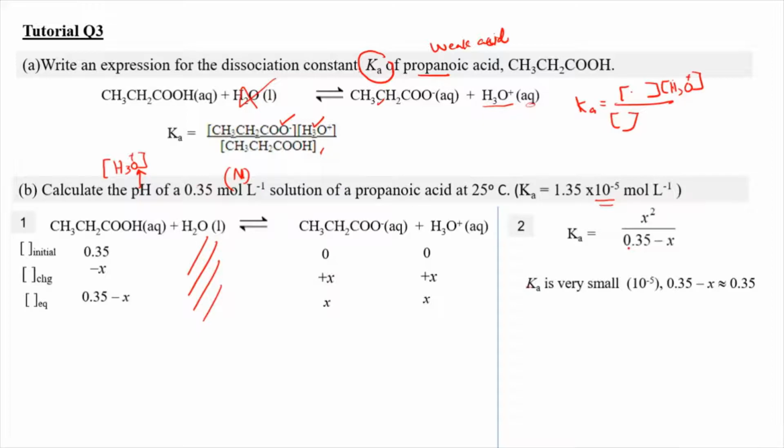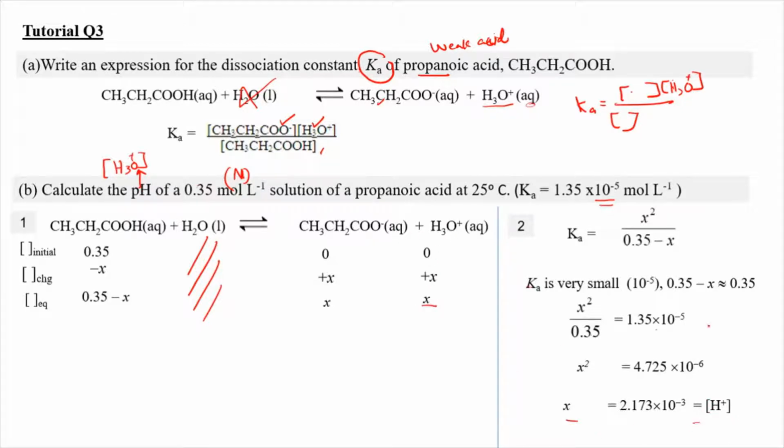So we can know that 0.35 minus x is basically equal to 0.35. So we're going to put it again here. And then our Ka is written as here. And then we're going to multiply it to the right hand side so that we get our x squared to be 4.725 times 10 to the power of negative 6. And then we can find our x value, which is 2.173 times 10 to the power of negative 3, in which it refers to the concentration of the H plus or the H3O plus.